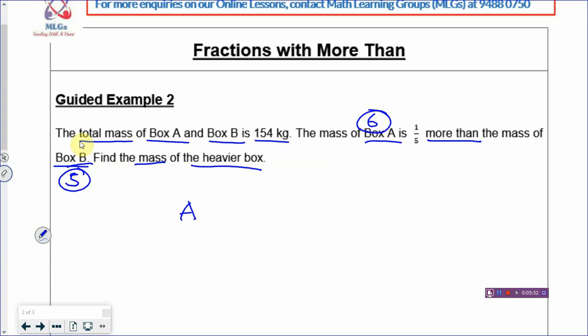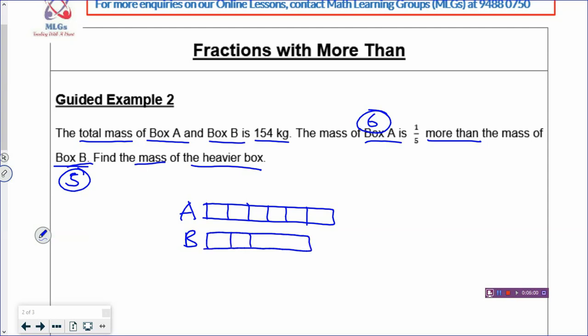So box A has 6 boxes. So yeah, 1, 2, 3, 4, 5, 6. And box B has 5 boxes. 1, 2, 3, 4, 5. Right? And the total mass of both boxes is 154 kg. Right? So find the mass of the heavier box, which is box A.